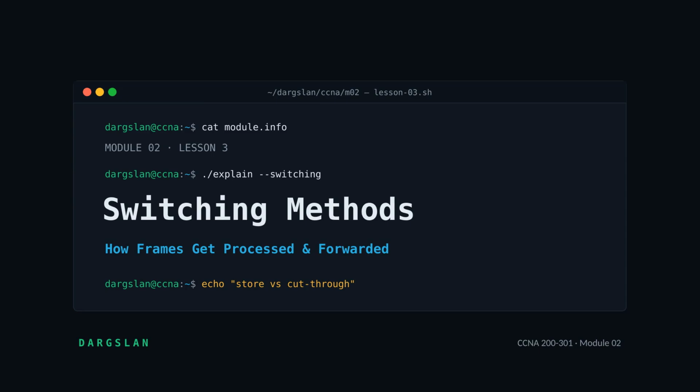All right, let's open up Module 2, Lesson 3, and dig into something that sits right at the heart of how every network actually moves data: switching methods. In this lesson, we're going to unpack how a switch processes an incoming frame and decides where to send it next. And the big tension we'll keep circling back to is store and forward versus cut-through, reliability on one side, raw speed on the other.